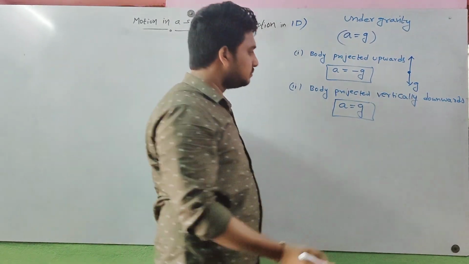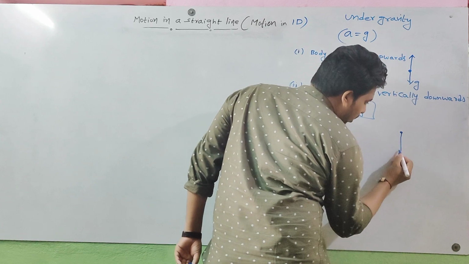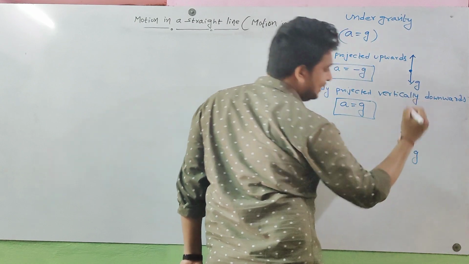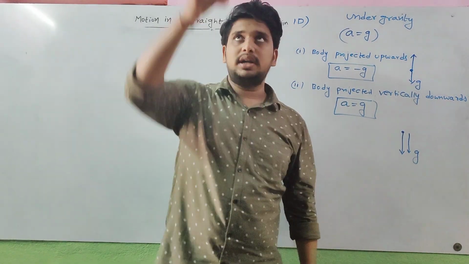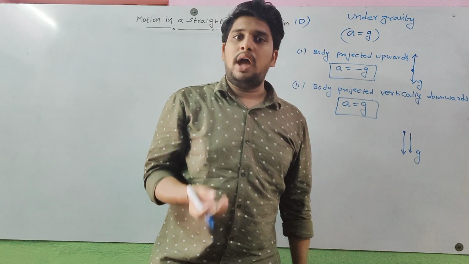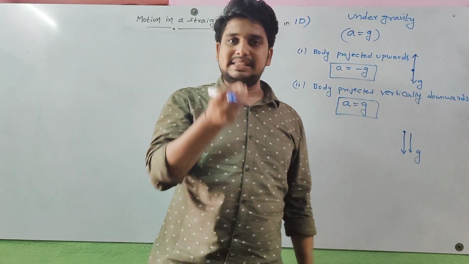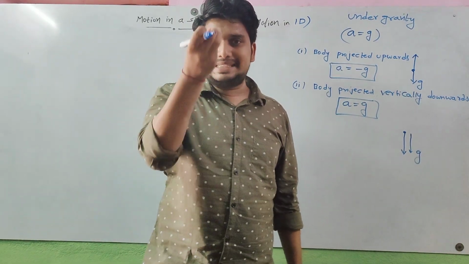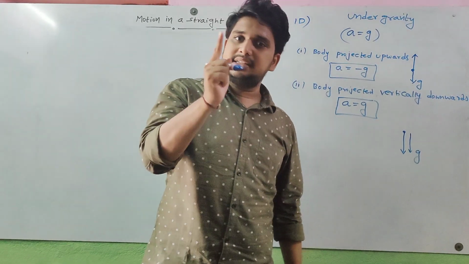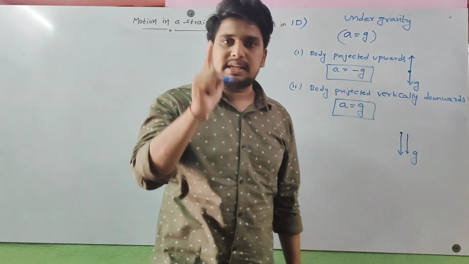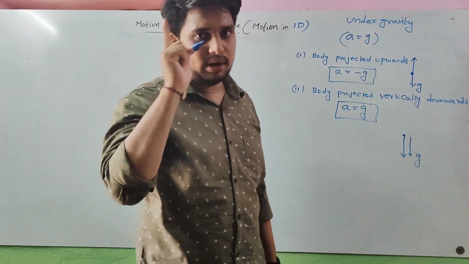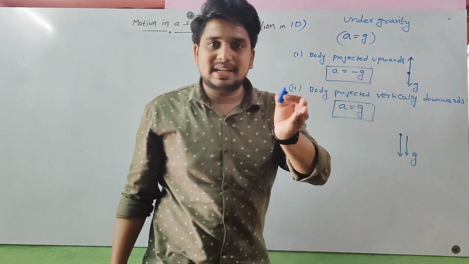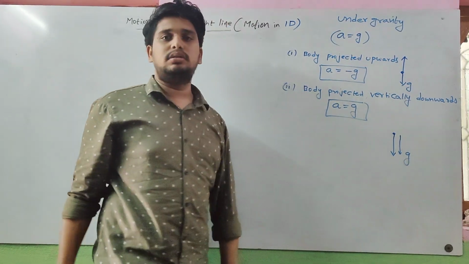In the second case, the body is projected downwards, and acceleration due to gravity is also acting downwards only. Is it or not? Body projected downwards, we know that acceleration due to gravity, that means gravitational force, is always acting in the downward direction. Listen friends, g is always acting in the downward direction for a body. So g is acting downward, and the body also moves in the downward direction. Both are in the same direction. That's why we are taking a is equal to g.